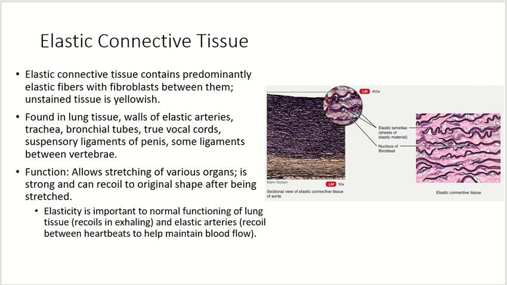This elastic connective tissue is going to be found in the lungs. It's also going to be found in the walls of the elastic arteries that are able to stretch and recoil, as well as several other places. It's the suspensory ligaments of the penis, as well as some of the ligaments between the vertebrae.